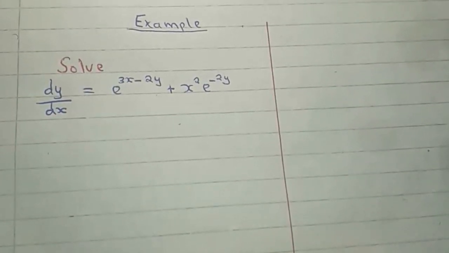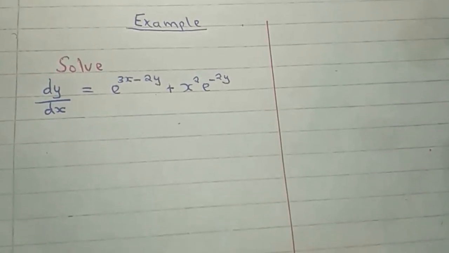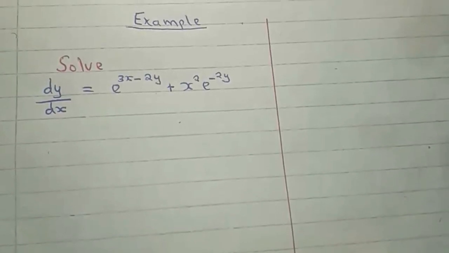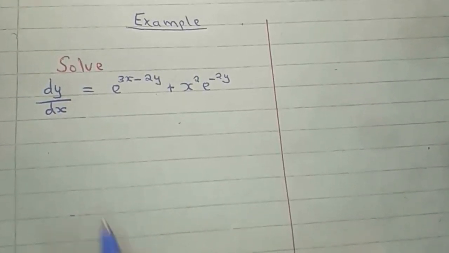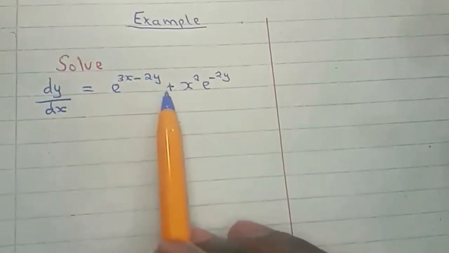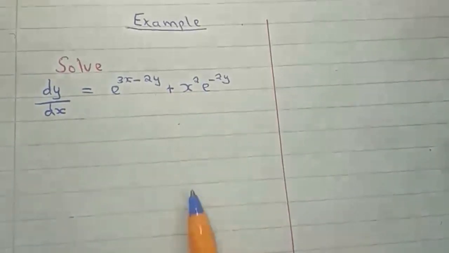Now, solve dy/dx = e^(3x - 2y) + x² e^(-2y). From the equation which you see here, we have dy/dx = e^(3x - 2y) + x² e^(-2y).